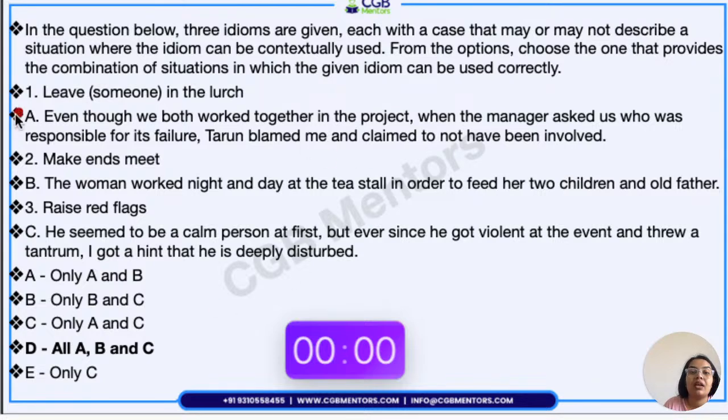All of them. Leaving someone in lurch is leaving someone in the middle of some difficult situation. So even though we both worked together on the project, manager asked us who was responsible for its failure. Tarun blamed me and claimed to not have been involved. तो मुझे आधे रस्ते में of something, आधे process में छोड़ दिया and blamed me. So definitely it matches with the idiom.